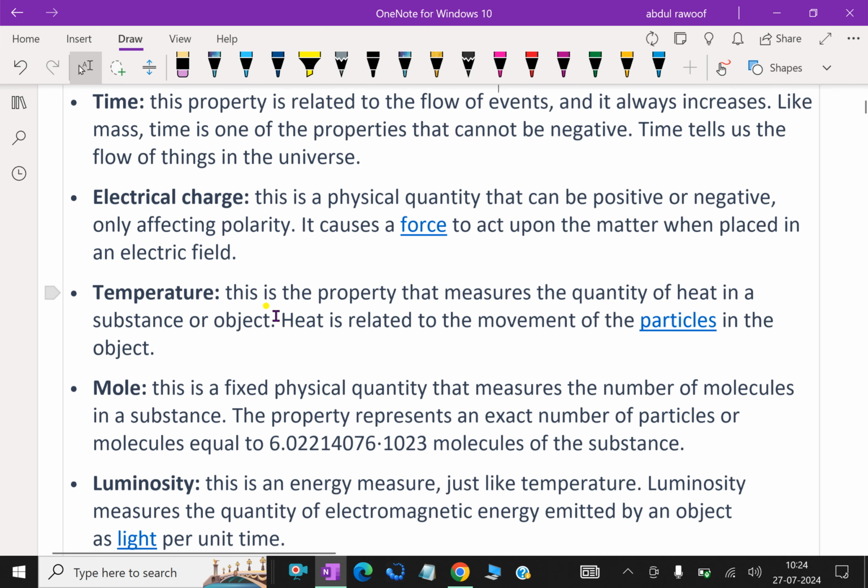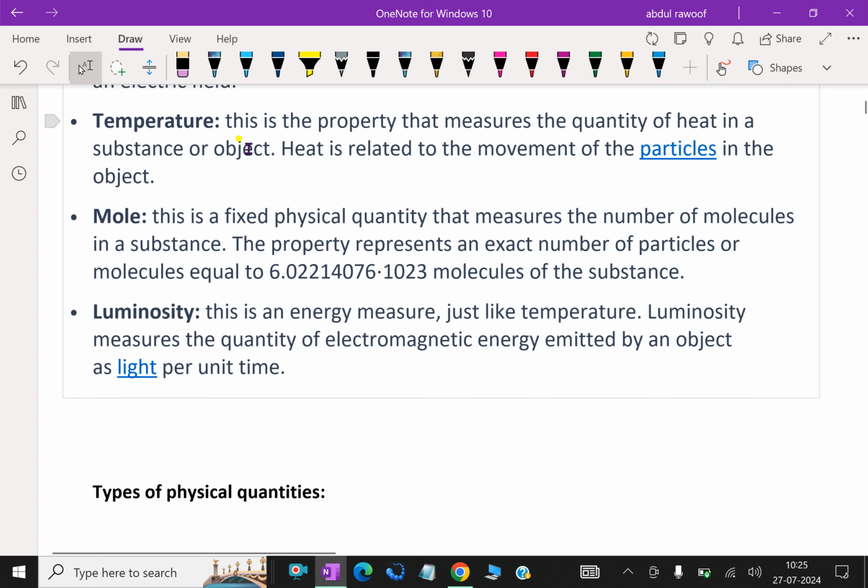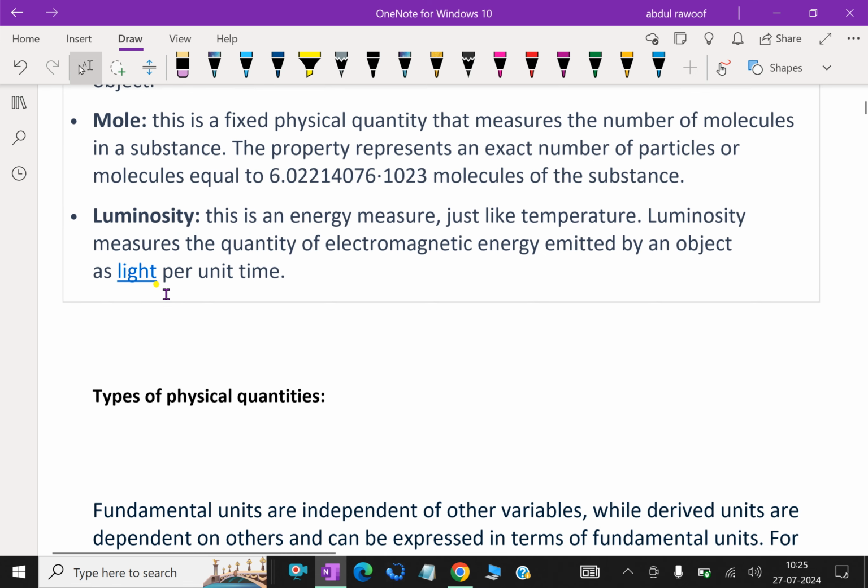Electric charge. This is the physical quantity that can be positive or negative, only affecting polarity. It causes a force to act upon the matter when placed in an electric field. Next is the temperature. This is the property that measures the quantity of heat in a substance or object. Heat is related to the movement of particles in the object. That is temperature.